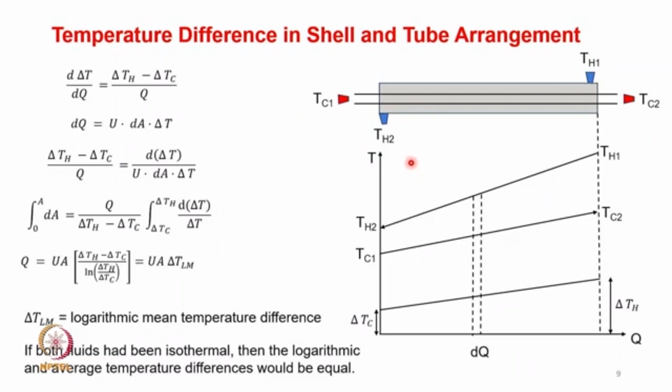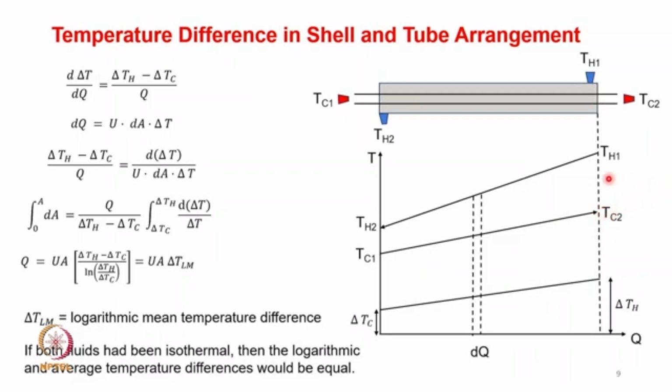What we see here is that from the entry point of the hot fluid, the temperature of the hot fluid keeps on decreasing. TH1 is the highest hot fluid temperature, and TH2 is the lowest hot fluid temperature. TC1 is the cold fluid entry temperature, and TC2 is the cold fluid exit temperature.